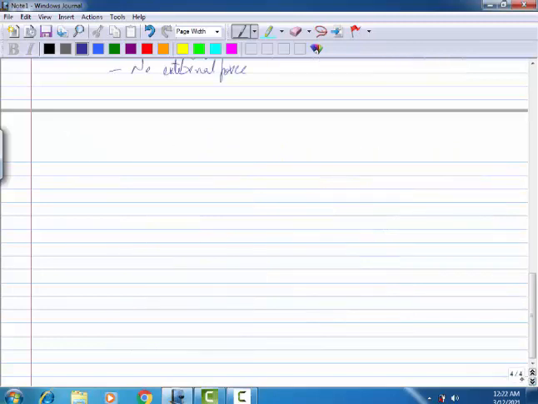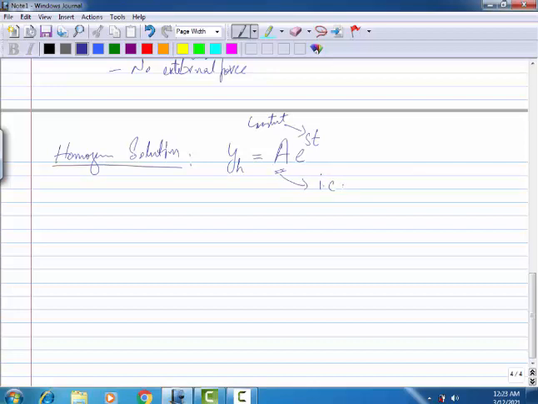So the first one we are looking at is known as the homogeneous solution. We call it the natural solution because this is due to the initial condition of the system. Normally the solution has a particular form, written as y_h for homogeneous: a constant A times e to the power st, where s is also a constant. This A we normally find using the initial condition of the system.